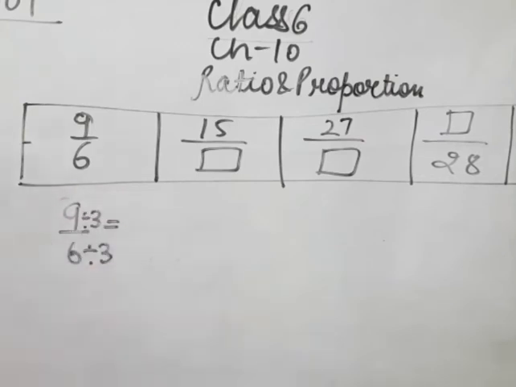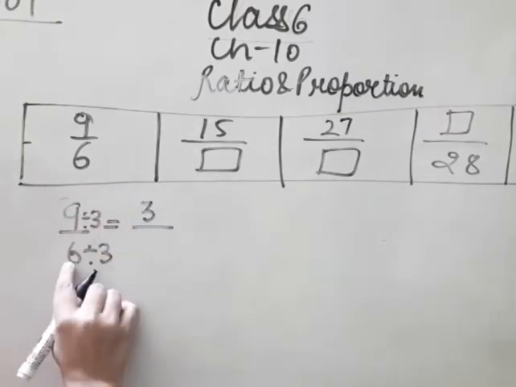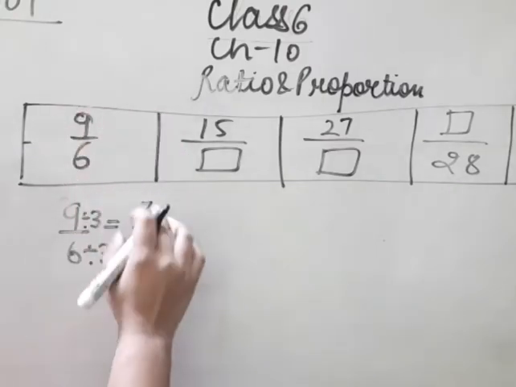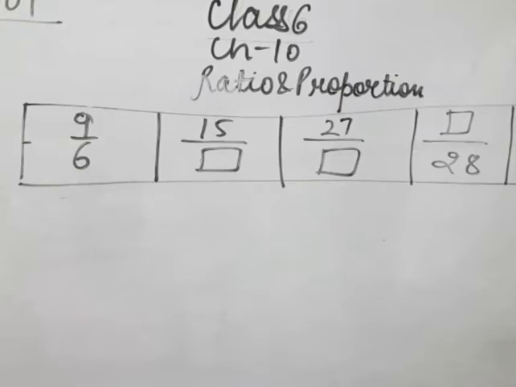So when you divide 9 by 3 you will get 3. Similarly when you divide 6 by 3 you will get 2. तो ये जो हमारा नंबर होगा ये 3/2 हो जाएगा. बट अब हमें ये बॉक्सेस फाइंड आउट करने हैं. तो इनको फाइंड आउट करने का सबसे ईजी मेथड क्या है? व्हाट इज़ द ईजी मेथड?